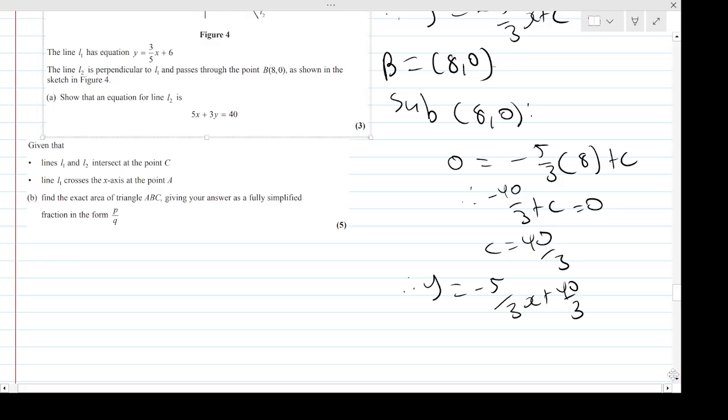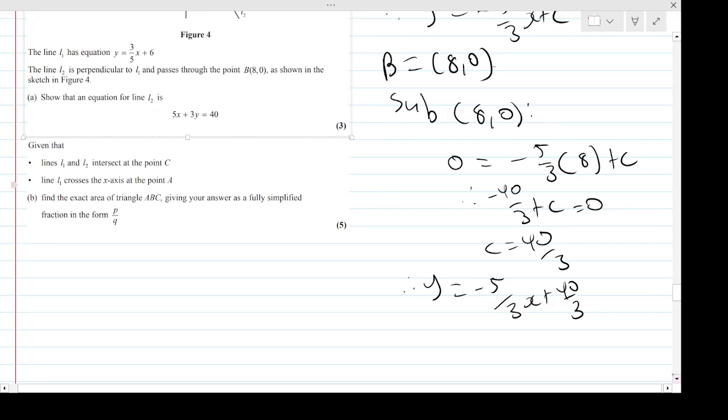are on one side. So let's move the x part to the y side. That means 5 over 3x plus y equals 40 over 3. Now it wants to equal 40, the number, so I need to leave that 40 over 3 where it is.